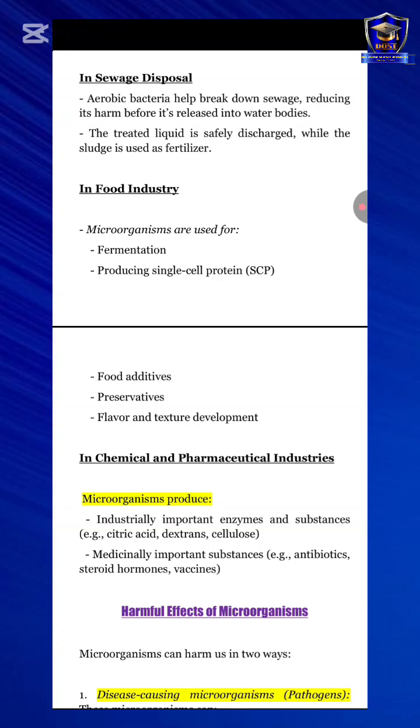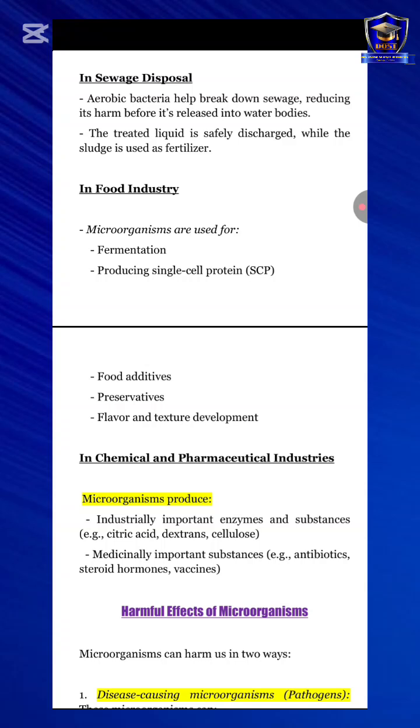So in the food industry also, microorganisms are useful. They are used for fermentation. Fermentation is a very important process in the production of alcohol, your whiskey, your gin, every other alcoholic drink out there. They all use fermentation, and also the production of single cell protein, food additives, preservatives, flavor, and texture. So all these are important uses of microorganisms in the food industry.